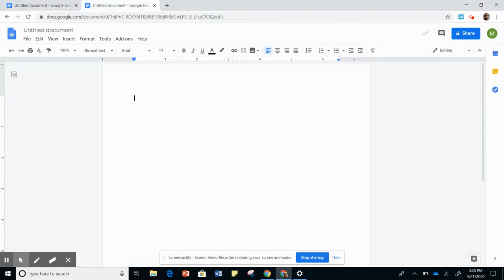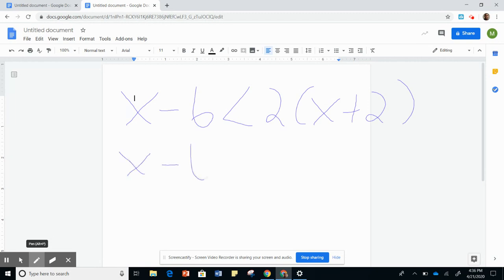The next one, let's say you have x minus 6 is less than 2 times (x plus 2). So notice in that second half of the problem, we have to distribute. So we bring down x minus 6. Now let's do our distribution. We have to do 2 times x, which gives us 2x, and then 2 times 2, which gives us 4.